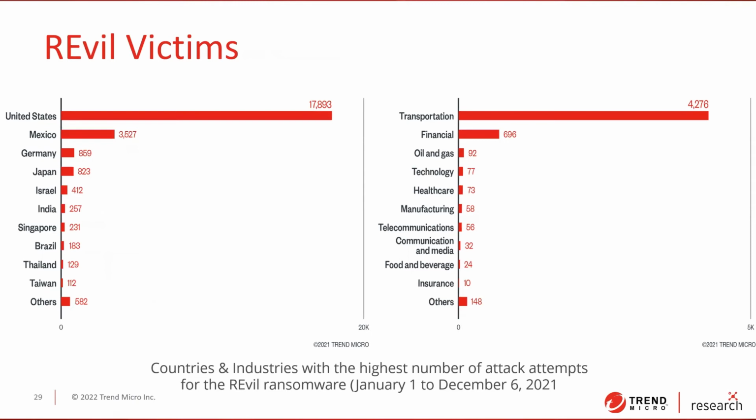You can see on the victim side, the United States was by far the biggest target, where they were attacking the most. Again, a lot of these organizations realize that American businesses are profitable. They have lots of money. They can potentially pay these very large ransoms. You can see on the right-hand side, the industry that was targeted most was transportation, but financial was in there as well.